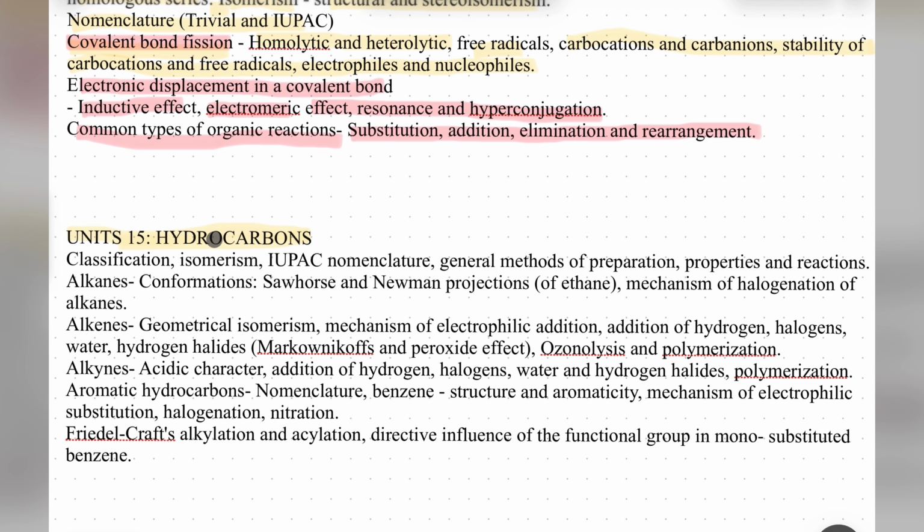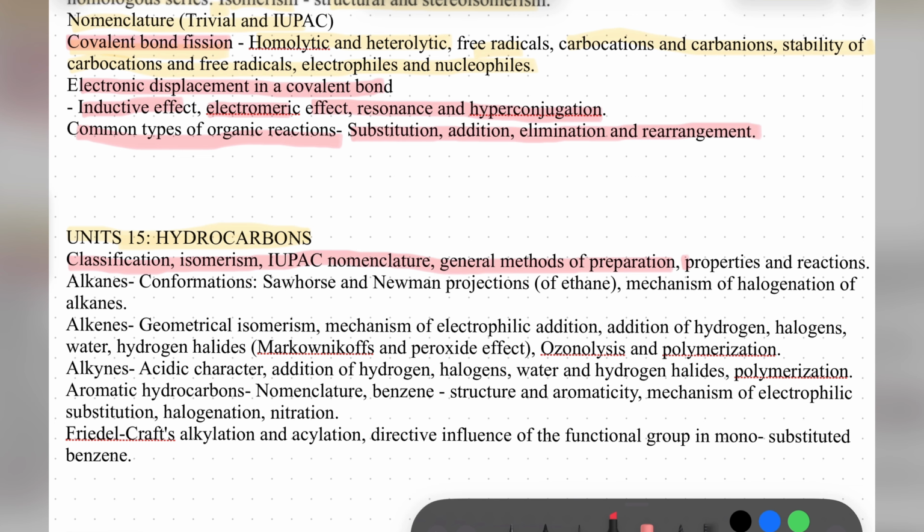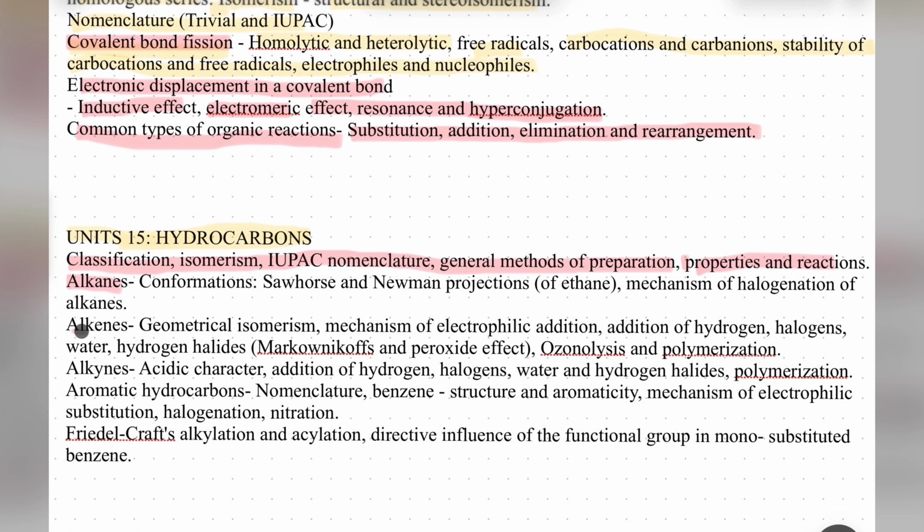Unit 15 is classification, isomerism, IUPAC nomenclature, general methods of preparation. See here, hydrocarbons also we have nomenclature, general methods of preparation, properties, all these things are there. Right? Chemical properties, physical properties, reactions. Right? Example alkenes, and alkynes, and aromatic compound, that is benzene.